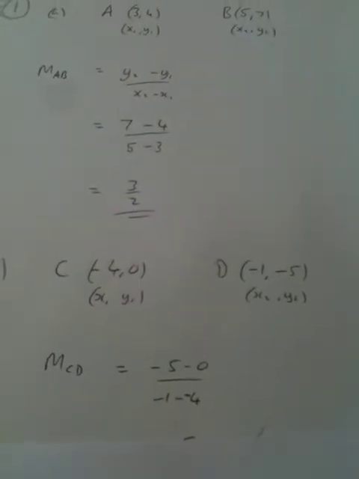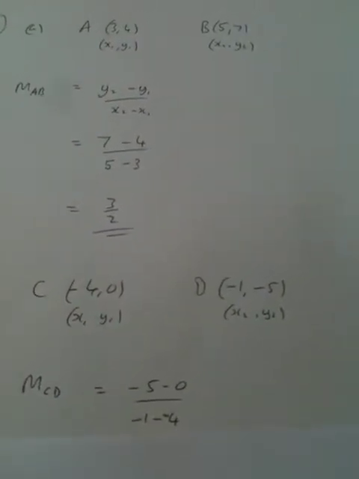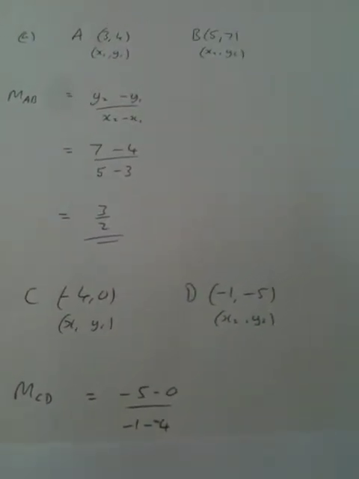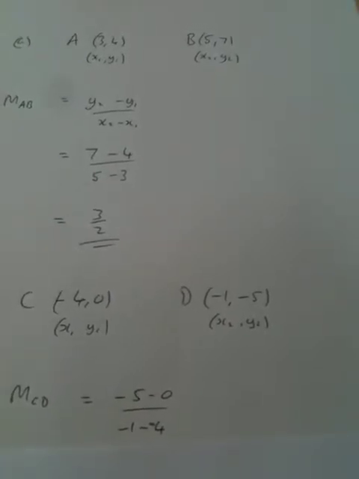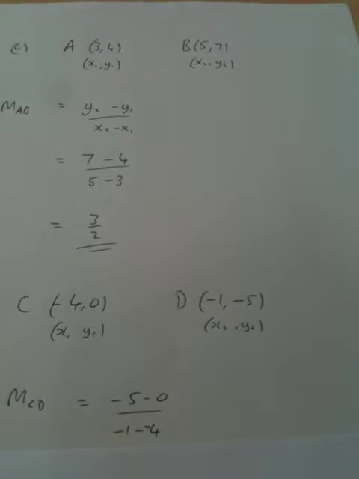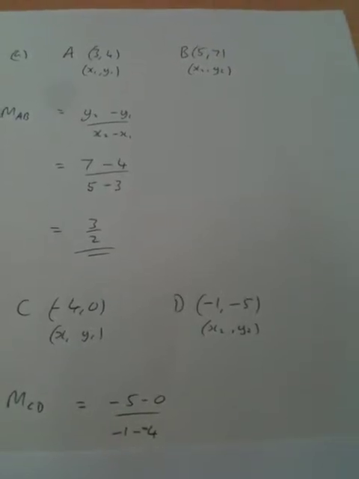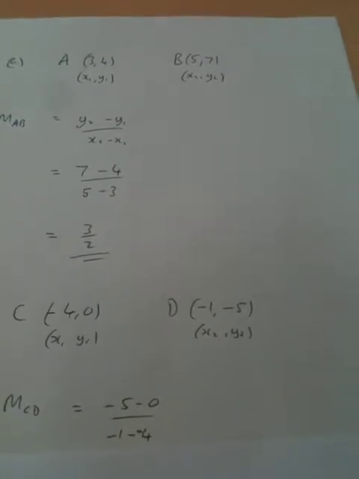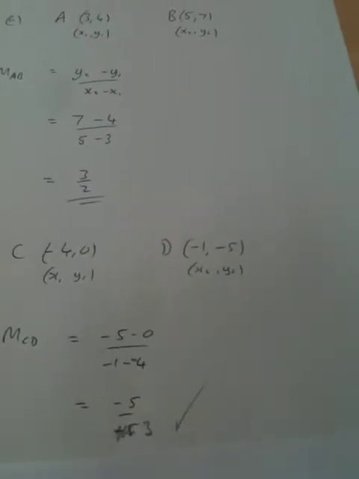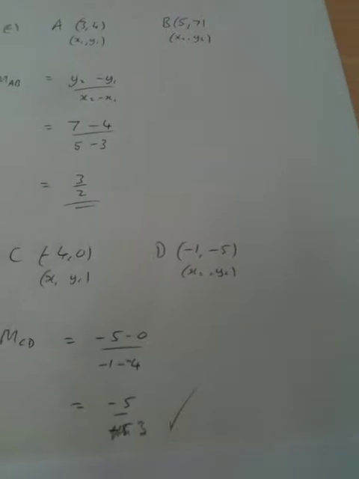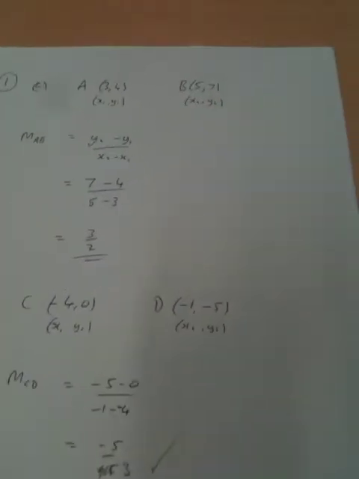And part B, essentially we're just doing the same thing again. So x1, y1, x2, y2 underneath the coordinates. Substitute in negative 5 minus 0 over negative 1 minus minus 4. So that minus minus will become a plus. So we get negative 5 over negative 1 plus 4, which is negative 5 over 3. On to question 2.